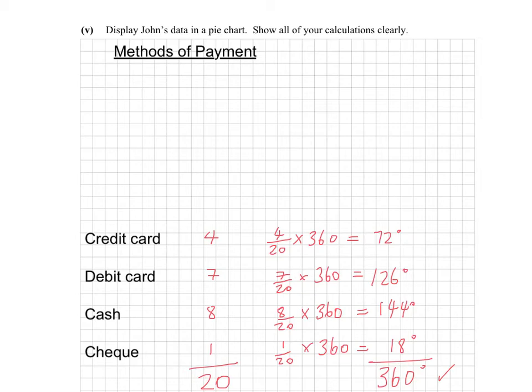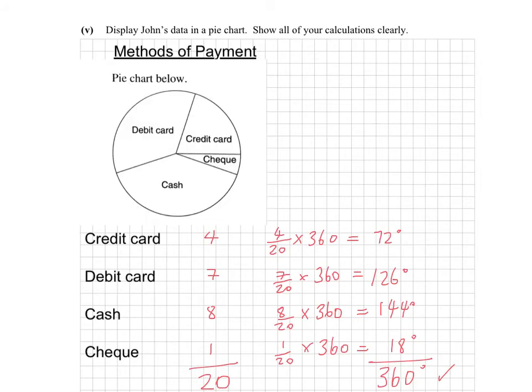You have your centre marked off, you draw your circle, you draw a radius as your starting point, and then you work your way around clockwise or anti-clockwise, marking off each of these angles that we've worked out, and drawing the line and then labelling each of the sector pie slices. And you should have a pie chart that looks something like that.